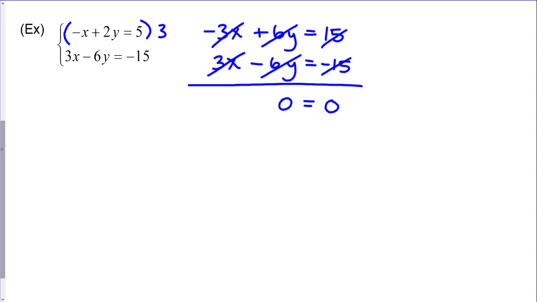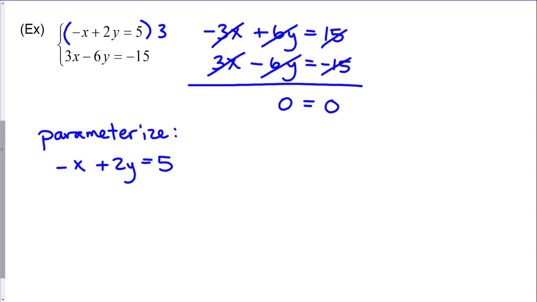In order to do that, I'm going to choose one variable to be arbitrary. I'll choose y in this case, which means I'm going to get x by itself. So if I have negative x plus 2y equals 5, and I can use either equation at this point because both equations are the same.